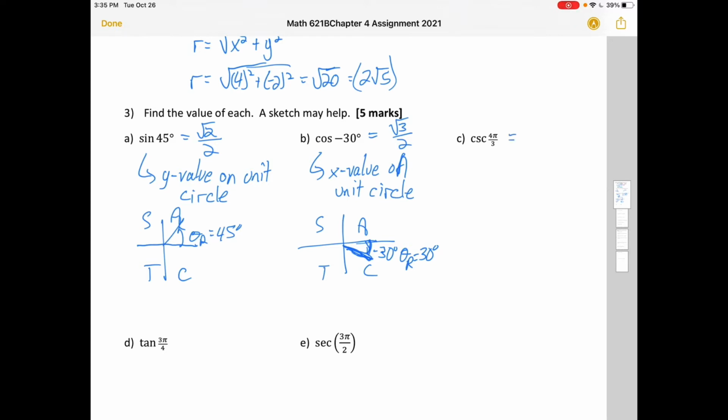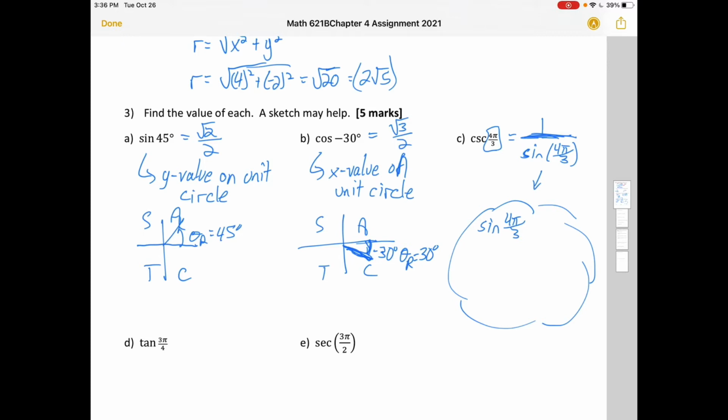Next one, the cosecant of 4 pi over 3. This angle here is never going to change, so don't flip it upside down. What this means is 1 over the sine of 4 pi over 3, okay? Or the reciprocal of the sine of 4 pi over 3. Now, I can go off and figure out the sine of 4 pi over 3.